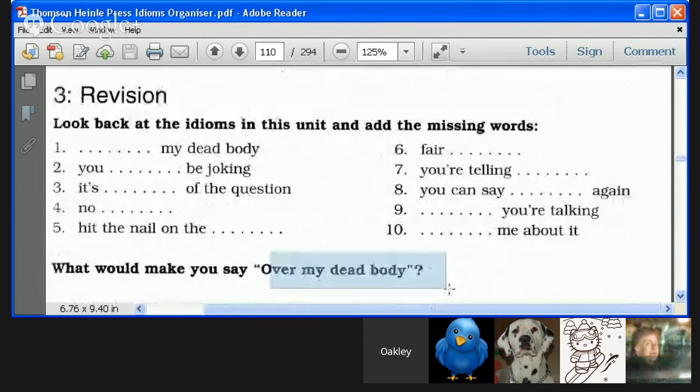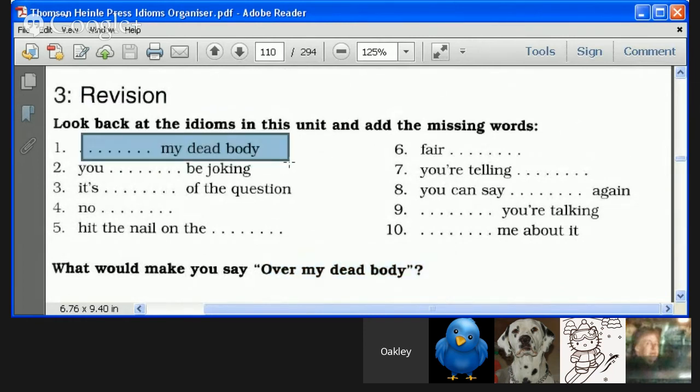"Over my dead body." Okay, let's see if we can, in the last 5 minutes here, see what we remember. Quick memory check. Max. As you said, "over my dead body." "Over my dead body, you will." Okay. Yeah, that's very common right there.